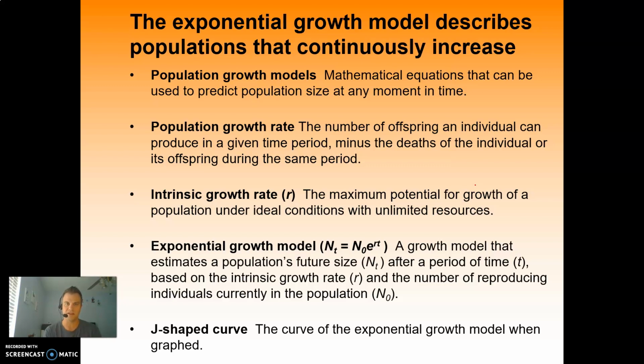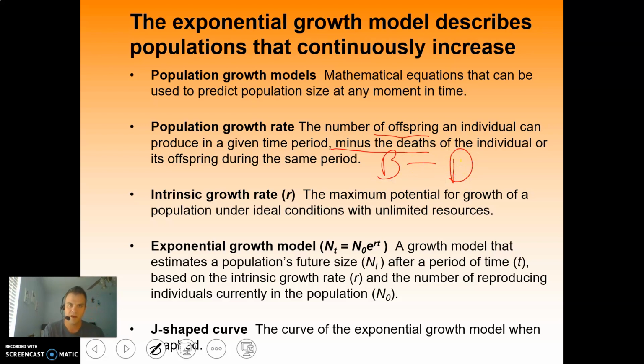In order to understand this, we need to go over these terms. A population growth model is a mathematical equation, or different mathematical equations, that can be used to predict population size at any moment in time. The population growth rate is going to be equal to the number of offspring an individual can produce over a given time minus the deaths of the individual or its offspring during the same period. So the population growth rate is equal to the births minus the deaths.